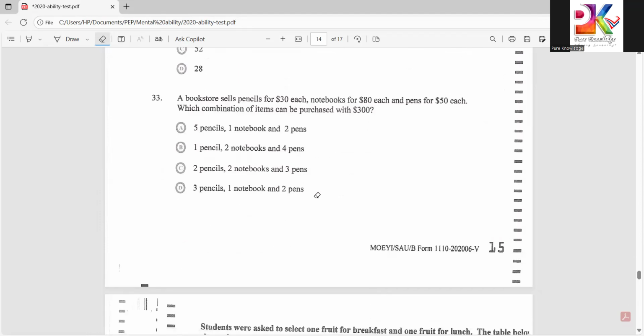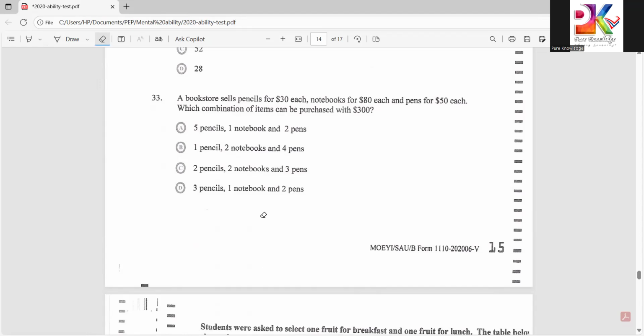All right, moving on to 33. A bookstore sells pencils for $30 each, notebooks for $80 each, and pens for $50 each. Which combination of items can be purchased with $300?